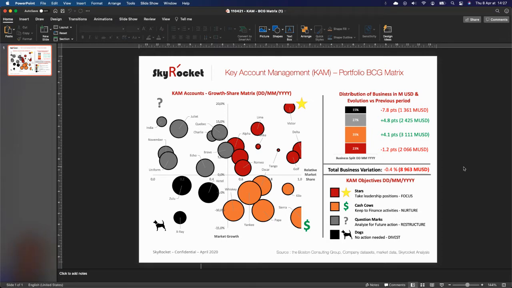So today I'm going to present a new framework for you guys to use, especially for key account managers out there. It's the Key Account Management (KAM) Portfolio BCG (Boston Consulting Group) Matrix.